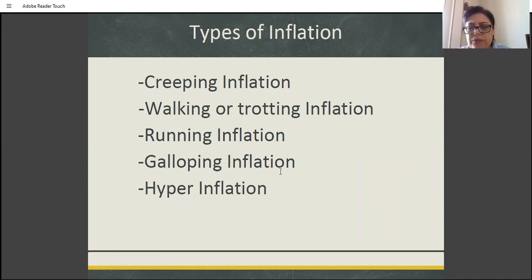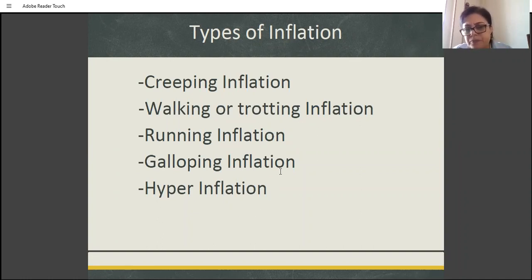Running inflation means that the government and all economic agents have to think about some dangerous processes that may happen, because galloping inflation implies that the velocity, the speed of inflation, goes up. It's very fast inflation, and the rate of inflation may fluctuate from 15% to 20%, even 30% per year, of course. Galloping inflation means very fast inflation.